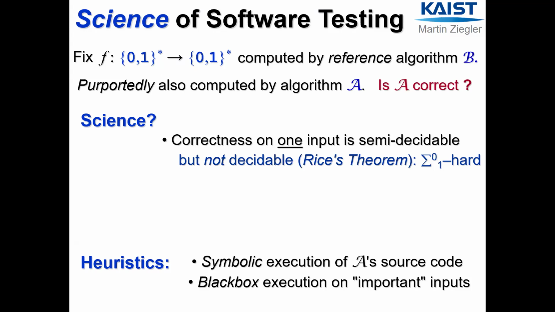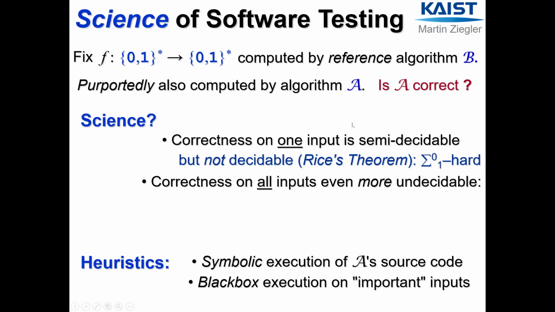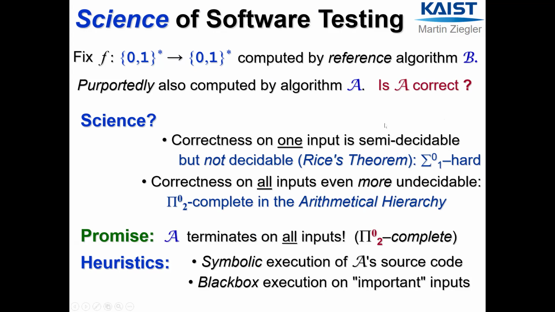So sigma 0, 1 refers to the logical notation of an existential quantifier over some countable universe. And some important properties of algorithms are even harder. For example, correctness on all inputs. That's known to be pi 0, 2 complete in the arithmetical hierarchy. So that's equivalent to having a universal quantifier and an existential quantifier, both over countable universes. So what can we say rigorously about software testing if even the simplest questions are undecidable or even more than undecidable? Well, here's one idea.